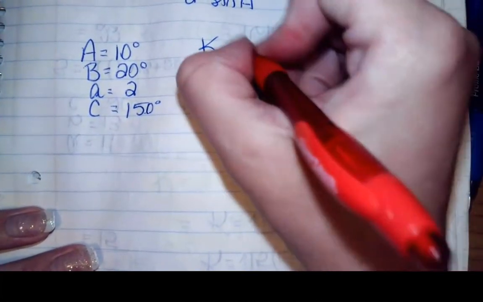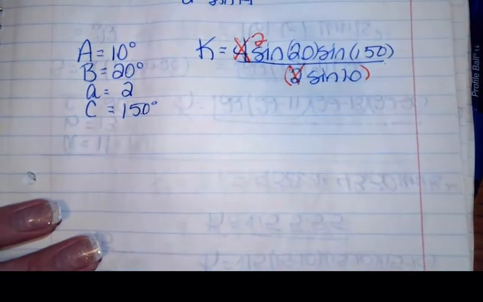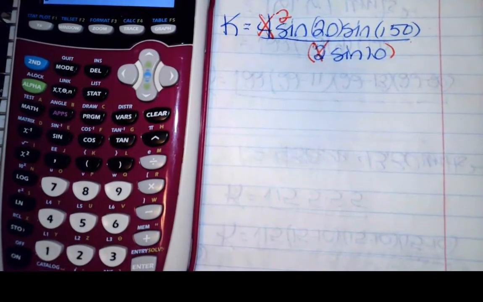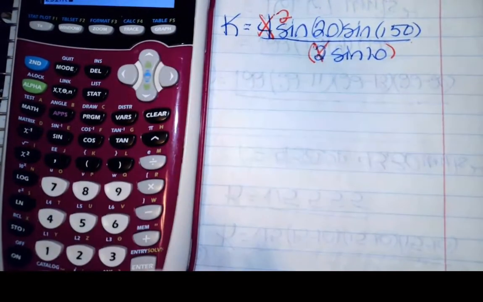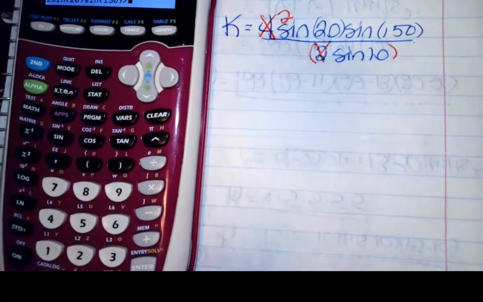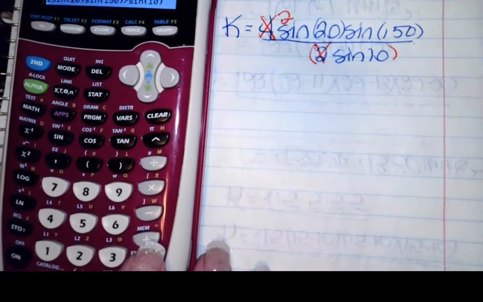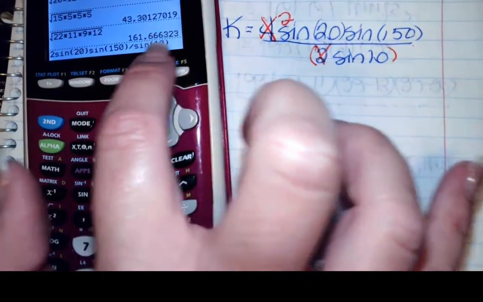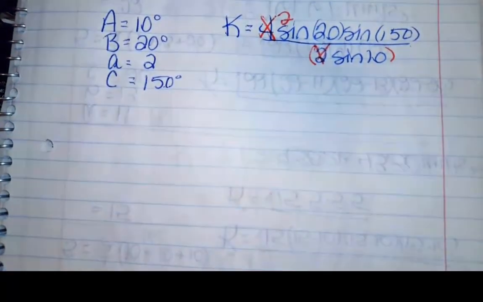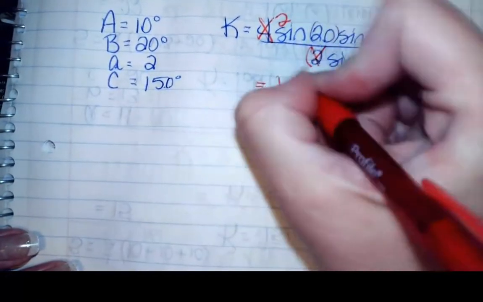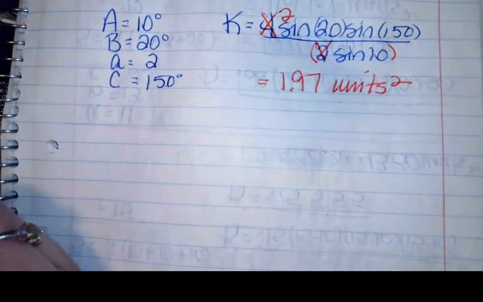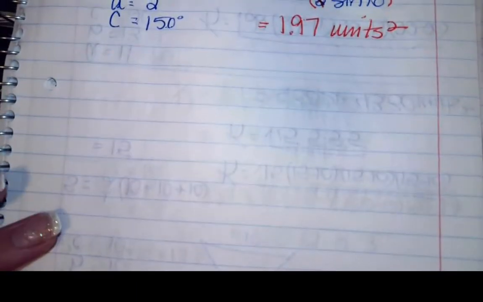So it's not going to include that sine of 10 in your denominator. So to avoid that, I'm just going to rewrite that as a 2. And now I don't have to worry about it. So I have 2 times the sine of 20 times the sine of 150 divided by the sine of 10. And now I don't have to worry about putting my denominator in parentheses. And I get 1.97 square units. So 1.97 units squared.